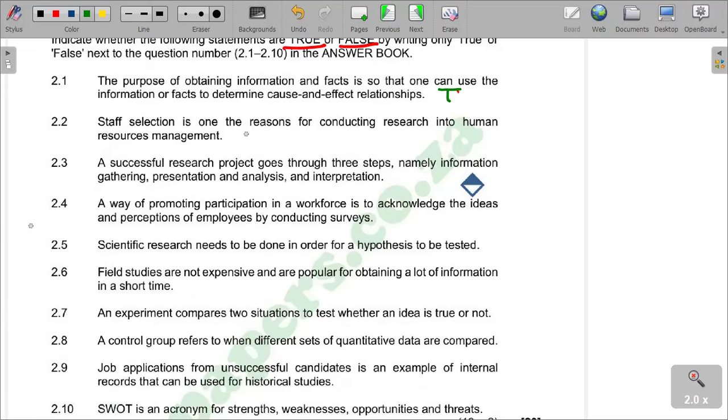That's true. It's also another reason of conducting a research, right? Staff selection. Let's go to number 2.3. A successful research project goes through 3 steps, namely information gathering, presentation and analysis, and interpretation. That's a true statement, right?